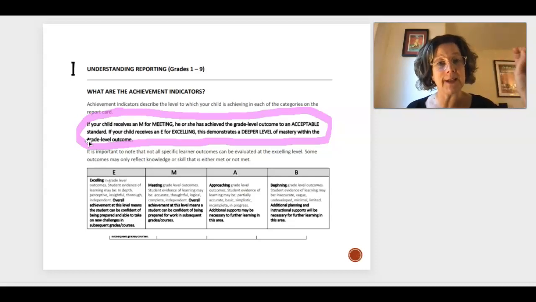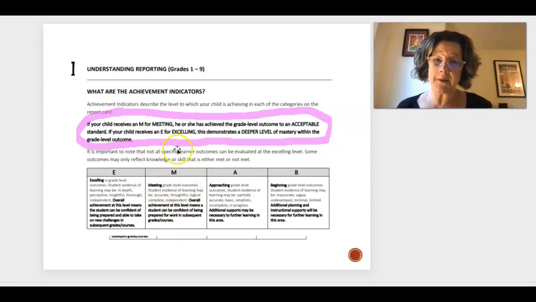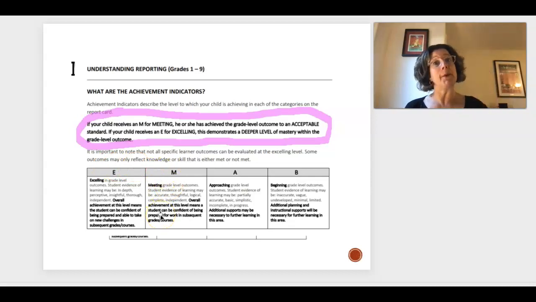If your child receives an E for excelling, this demonstrates a deeper level of mastery within the high level outcome. The trick is lots of kids should just be here. That's where we're expecting them to be. We're expecting them to be meeting grade level outcomes. However, this doesn't look good. This looks like a 75% because it's the third. And so people are still equating it to percentages. So that's going to be a tricky thing for you. Parents will come in and be like, why is my kid not in the excelling? And it's like, well, because they're meeting the grade level standards, which is exactly where we want them to be.